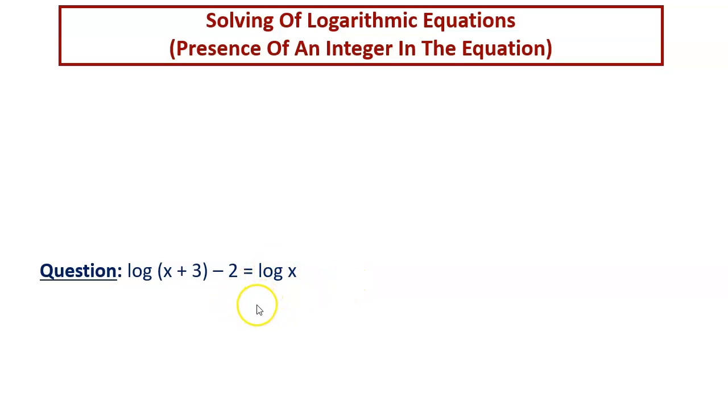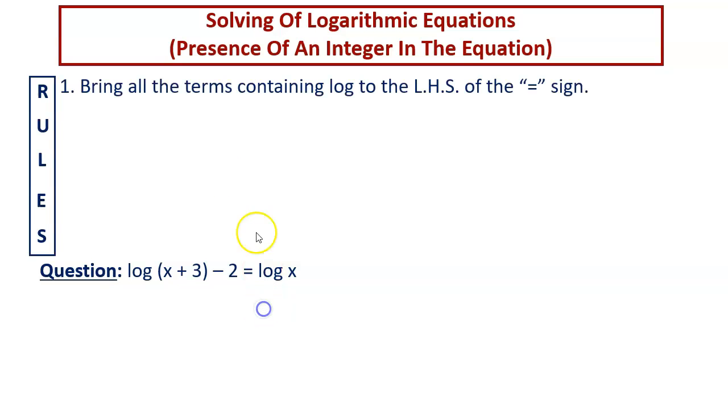So coming to the very first rule. Bring all the terms containing log to the left-hand side of the equal to sign. And how do we do that? Because this log of x is on the right-hand side of the equal to sign, we have to bring it to the left-hand side. How do we do that? We add negative log of x to both the sides. So that on the right-hand side, log of x and negative log of x added together will give us a 0. They will cancel each other.